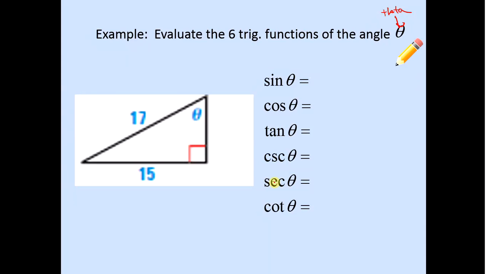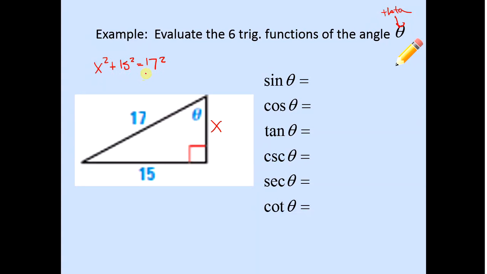Very first thing I notice, I am missing a side on my triangle. So I need to find that side before I even start my problem. How am I going to find that side of a right triangle when I already have 2 of those sides? I can use the Pythagorean theorem, can't I? So let's set that up. I am going to have x squared plus 15 squared equals 17 squared.